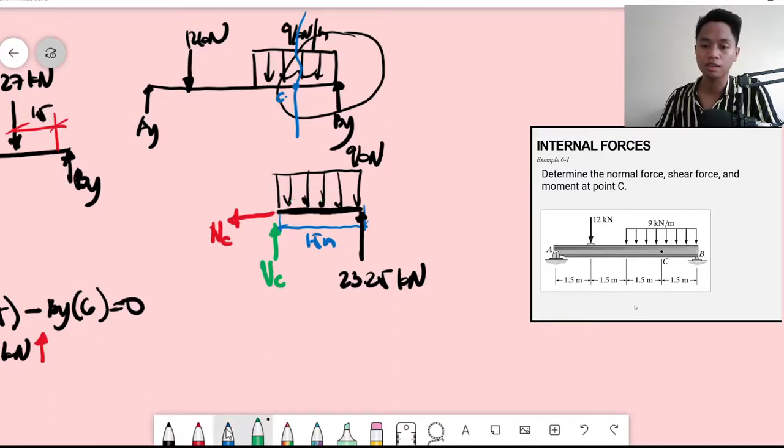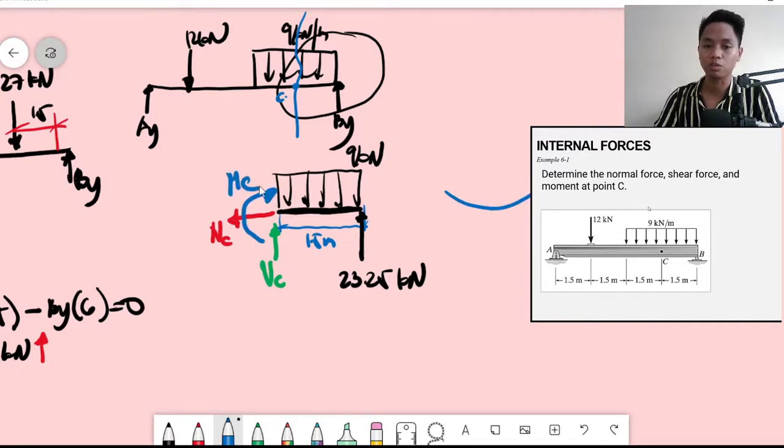Then, lastly is your moment. Your positive bending moment should be a smiling moment. Okay, dapat ang beam na ito ay mo-smile. So, para mo-smile lang ang beam ngayon, it will have a moment ingon ana nga moment. So that would be our moment at C. Okay? So I hope maklaro.